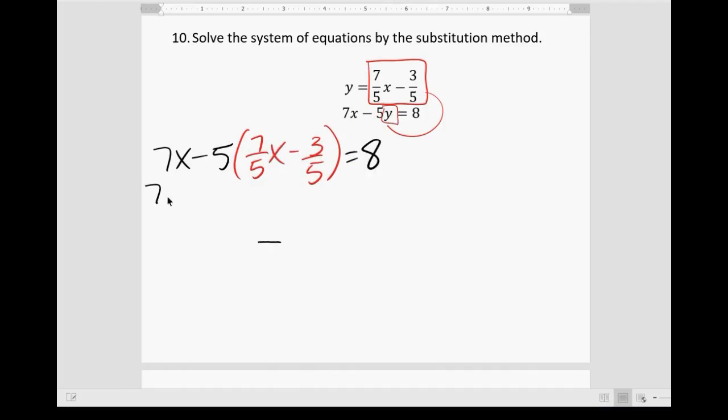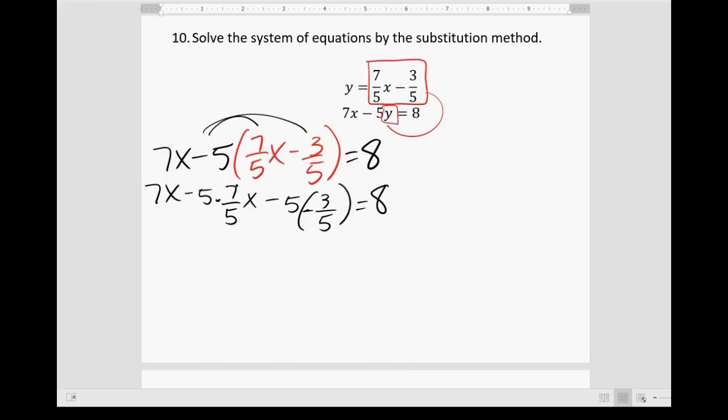Okay, so let's see what happens. 7x. Now I'm going to distribute this -5. -5 times 7 over 5x, and then -5 times -3 over 5 equals 8.